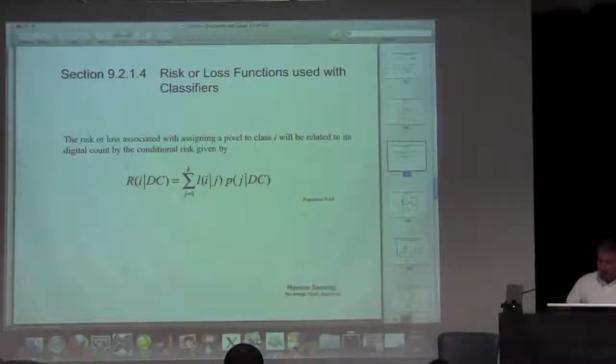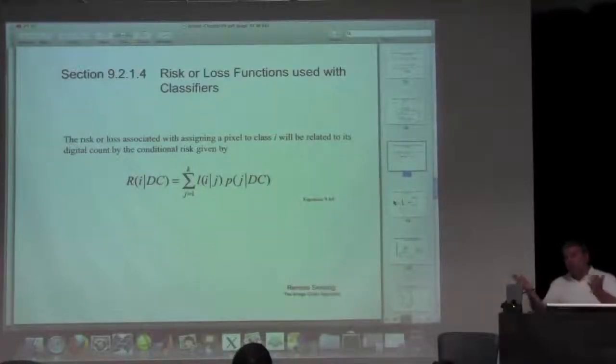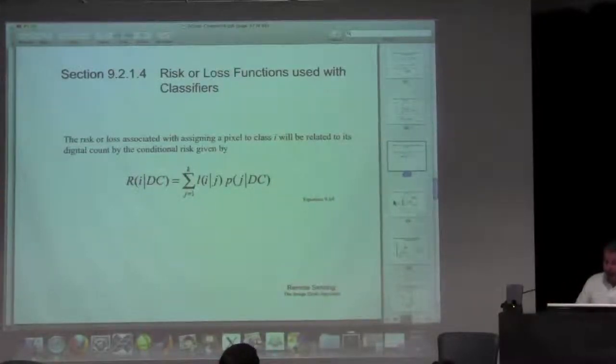And what that'll do, once I sum those up over all classes in my scene, so what am I going to do? Well, I'm going to look at all the other classes J, figure out what that loss function is for each of those classes, multiply by the probabilities, and sum those all up. That'll give me a risk factor for that particular digital count when I'm trying to assign something to class I. All right, now, so you can assign these as just scalar values between 0 and 1 to each of those possible mistakes that you can make.